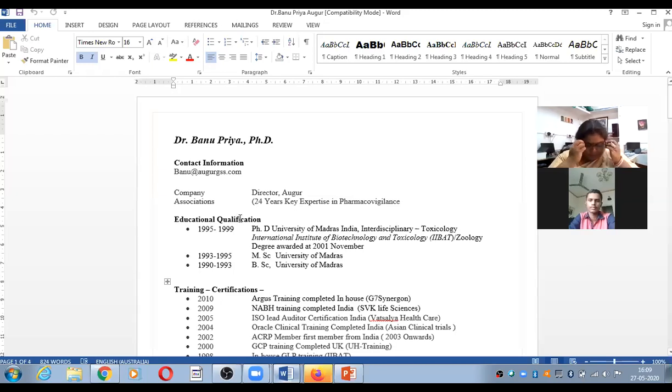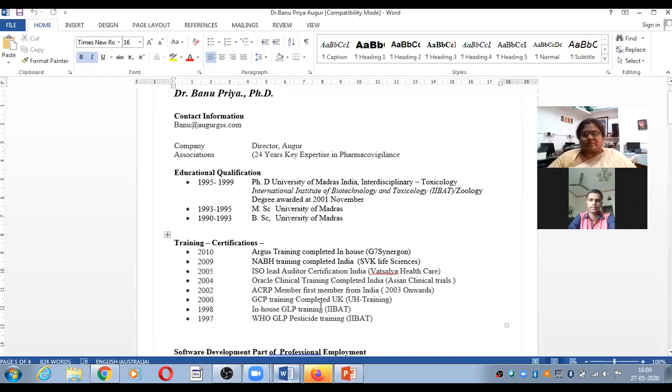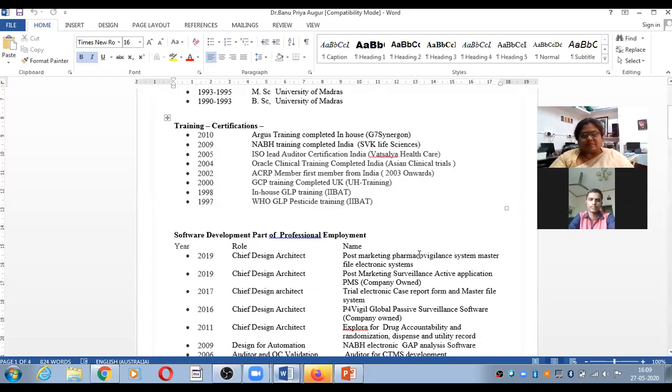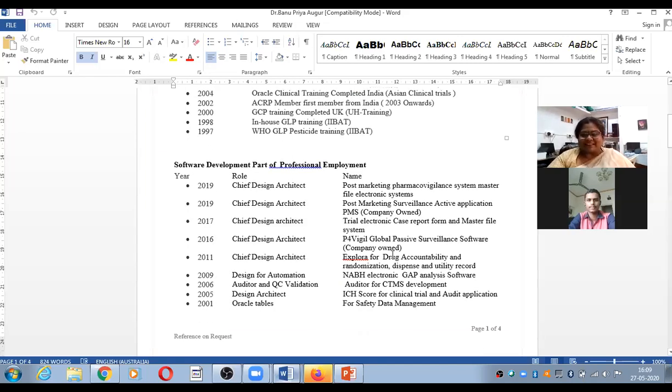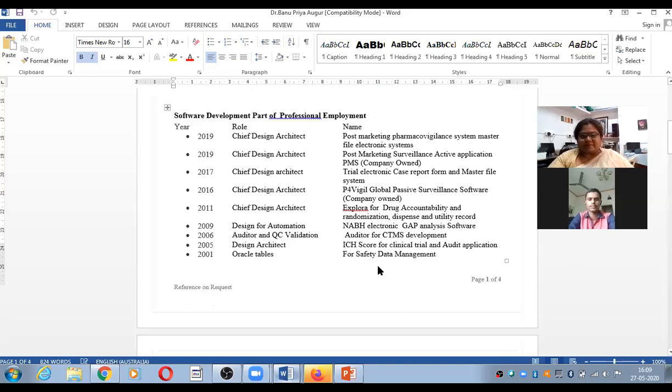She has undergone training in various sectors like NABH training, and she also has hands-on experience in India and abroad. She is the software developer for many pharmacovigilance and signaling capacities of drug molecules. She is well known for her own architect design for post-marketing pharmacovigilance of products using electronic systems. Banu is known for PMS study. She is very well versed in all the technical aspects of automation, validation, QC, everything.